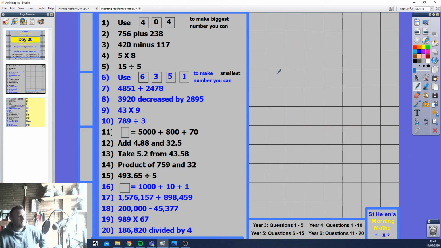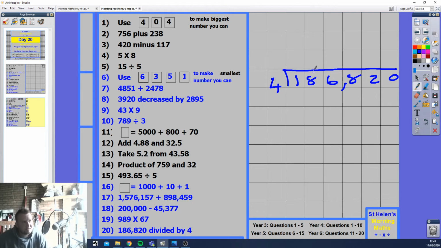And then finally, we're going to divide a very large number by 4. I think this is actually a bit more simple than the one in year 5, because there's no decimal places. It's just a 6-digit number, 186,820. And we're just going to put the number into each of these digits. Remember, we're starting from the highest place value.